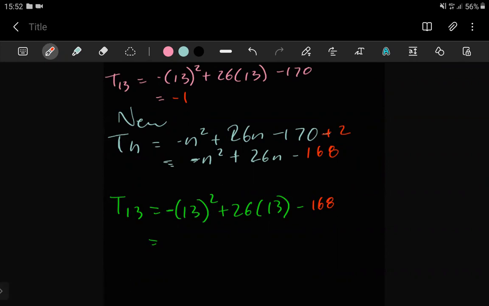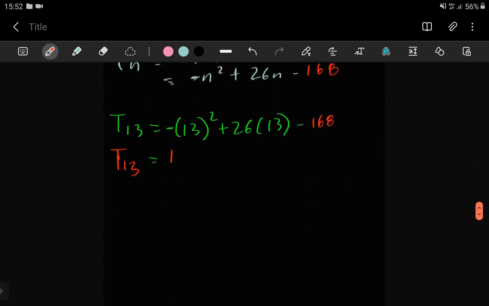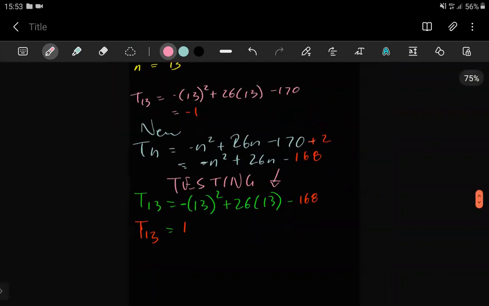So do we have to write out the new equation that we get? We're just using it to double check. If this is the new equation, it is going to produce a new highest value of 1. It says here what value must be added to each term. So each term must be added by 2. The bottom part here was just testing out what we got.